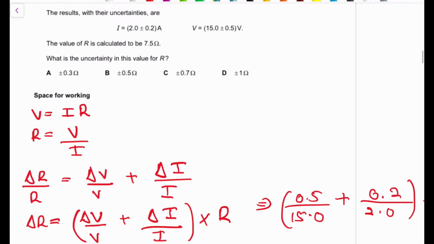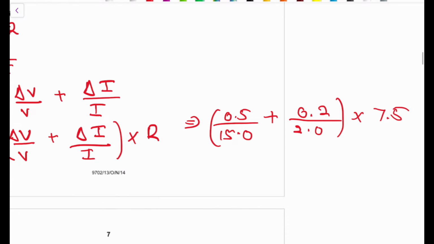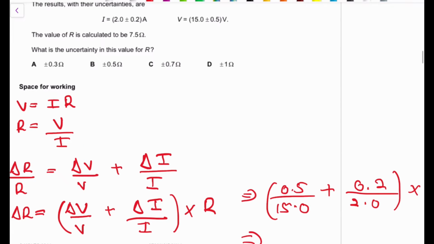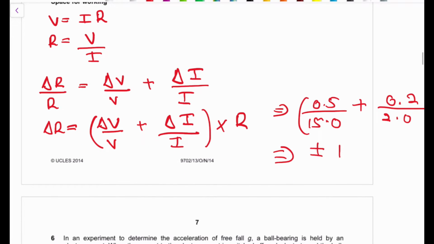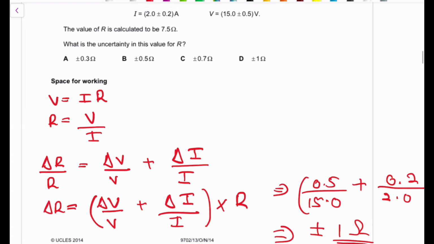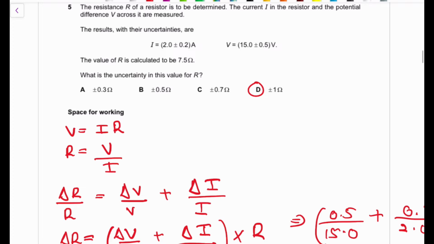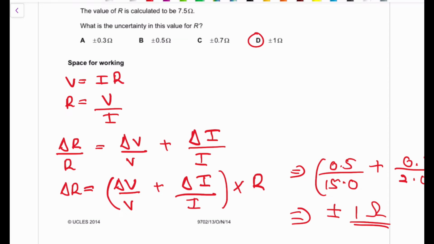And if you multiply by the resistance that you have, in this case a resistance of 7.5, very important, this should give you, if I'm not mistaken, a value of plus or minus 1. So it should be plus or minus 1, which is going to be the answer that you're going to get, and it's going to be D. Very important. Whenever you're given an uncertainty question, always say fractional uncertainties will add, and they will give you the fractional uncertainty in the variable that you're going to need. And that only applies when you're either multiplying or dividing. So very important, guys, for you to keep your head wrapped around those two facts.